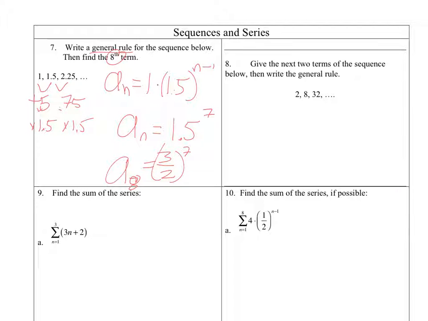Next, the next two terms of the sequence below, okay, we have to figure out what's going on. 2 to 8, well, that's either plus 6 or times 4. Then 8 to 32, that's either plus a bunch or times 4. This is a times 4 and times 4 rule. So the next two terms of the sequence, 32 times 4 would be 128. 128 times 4 would be 512.